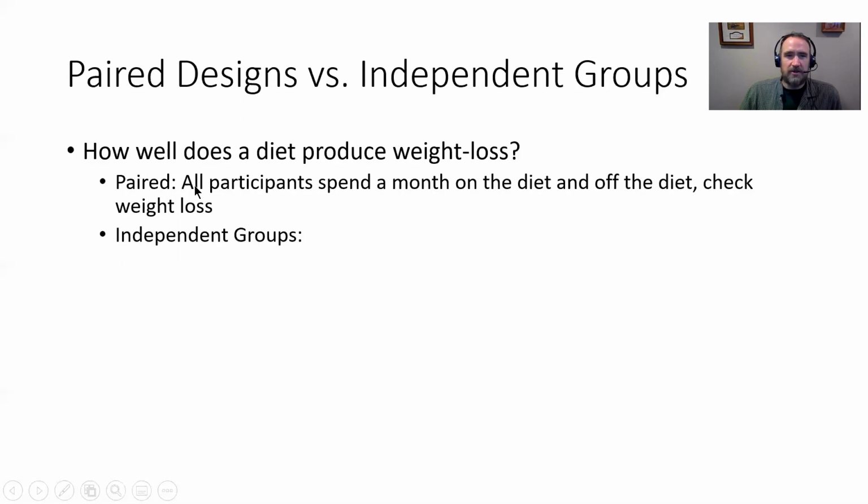One possibility here would be that you would have all participants in your study spend 1 month on a diet, and they'd also spend 1 month off the diet, and we'd check the weight loss after each month. And we would randomly assign them which one they would do first, off the diet or on the diet first, and then we just check each. That way, all participants would have 2 scores. They'd have a weight loss with the diet and a weight loss without the diet, and we compare those 2 scores together. Think for a moment what an independent groups design might look like.